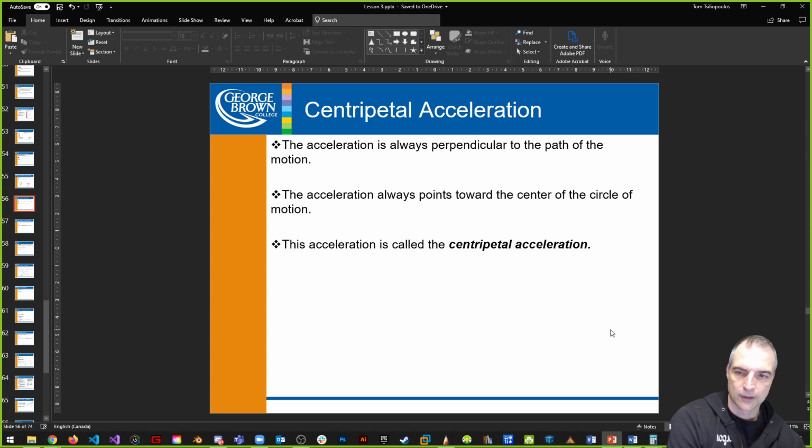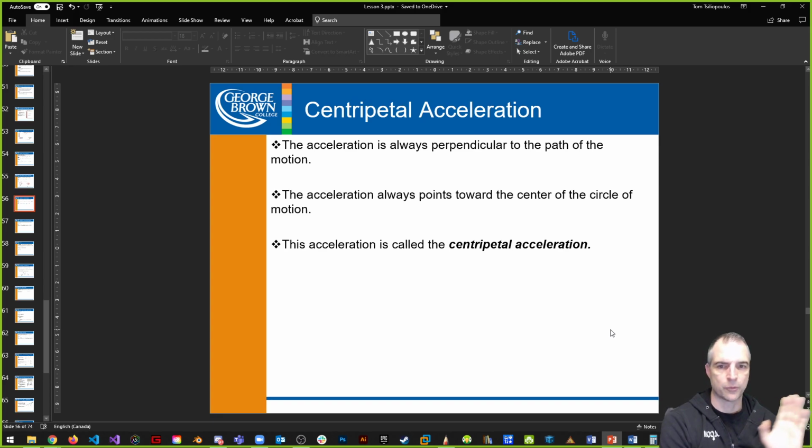The other thing I want to talk about is something called centripetal acceleration. Centripetal acceleration always points towards the center of the circle. So centripetal acceleration is pointing inward.